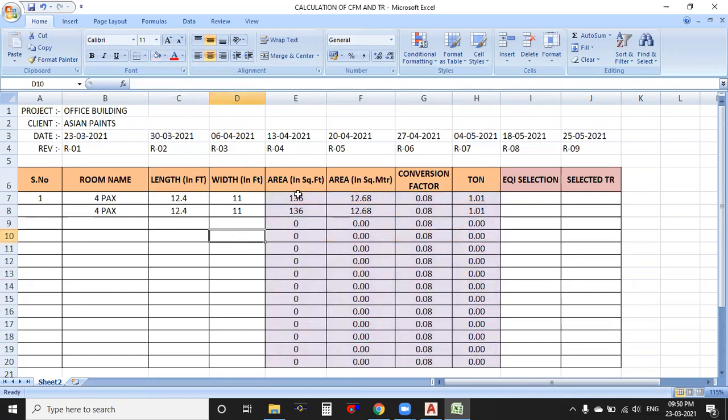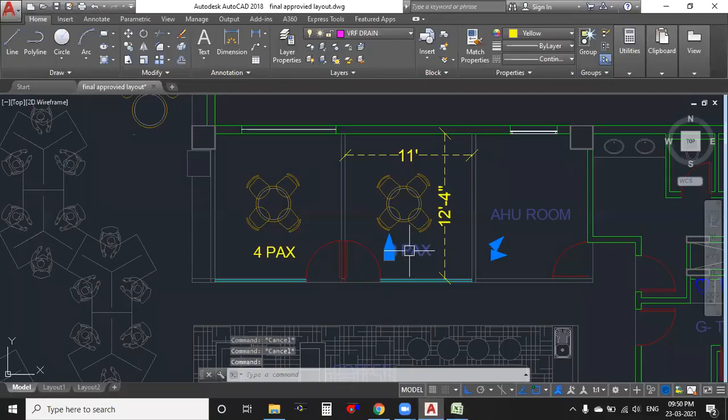Here you are getting the area in square feet, the area in square meter, the conversion factor and the TR. This is automatically calculated from your sheet. Next I have this 4-pack room also, so I am going to change my color here.